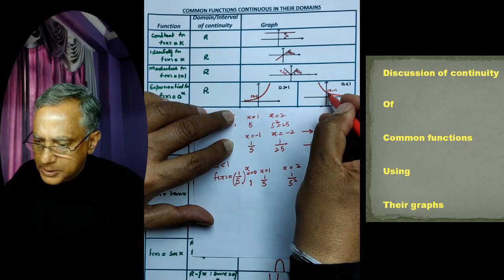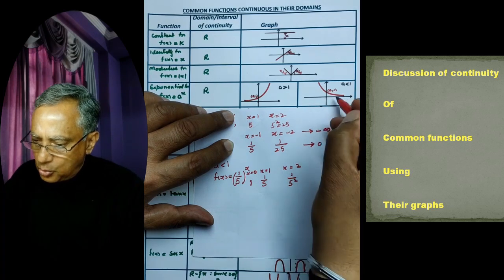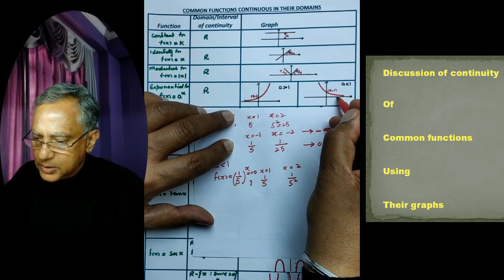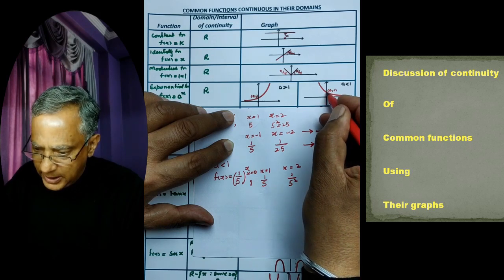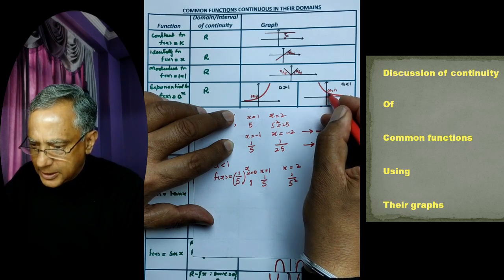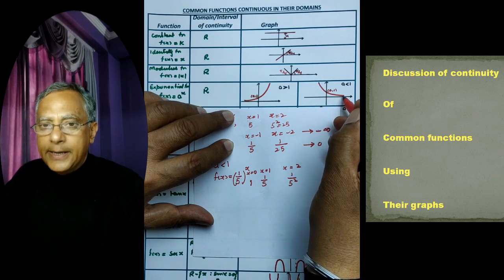It will be smaller than this, 1 by 5. And at x equal to 2, it will be still smaller, that is 1 by 25. So what we notice, values of the function are exponentially decreasing, or sharply decreasing.